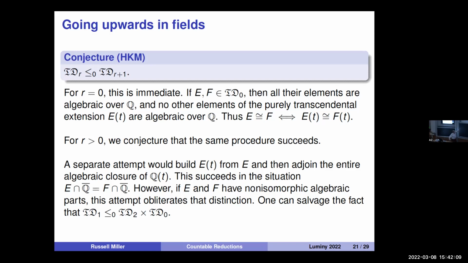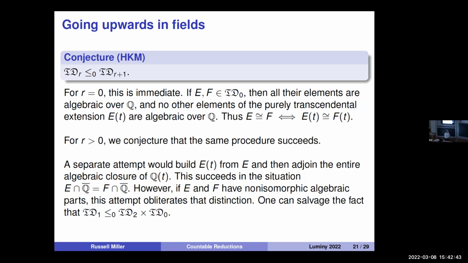It's very simple. In fact, you just take a purely transcendental extension of each field. It's sort of the right analogy to adding a copy of Z in torsion-free abelian groups. Okay. And that does work because the fields E and F are within E(T) and F(T). E and F are exactly the subfields consisting of the algebraic elements. And so any isomorphism between E(T) and F(T) would have to map E onto F. And therefore E and F would be isomorphic. Okay, so that's one direction and the other one is trivial.